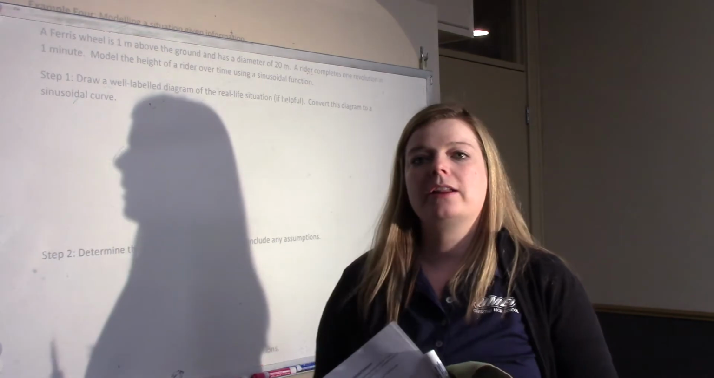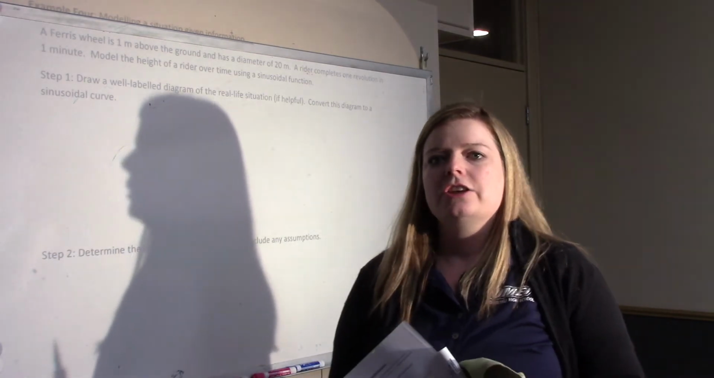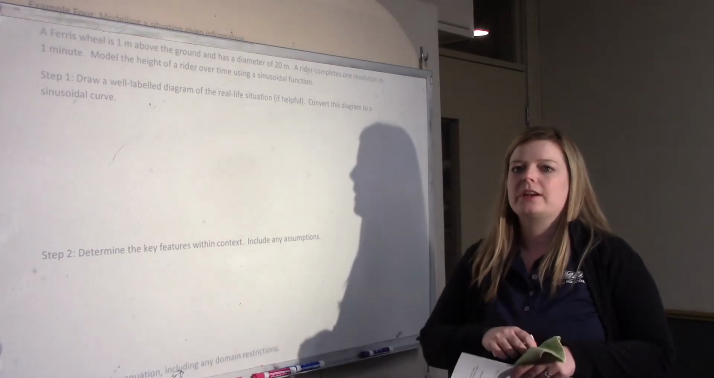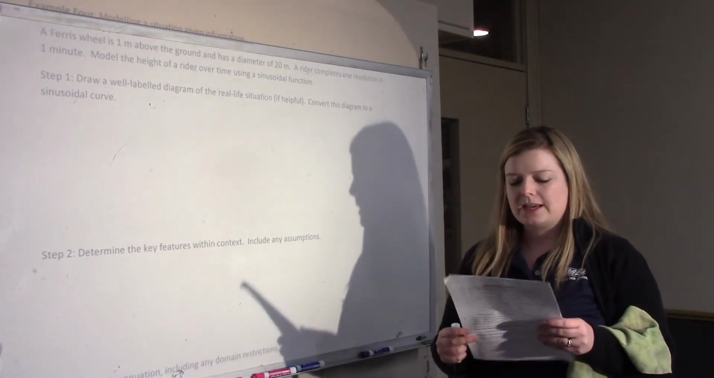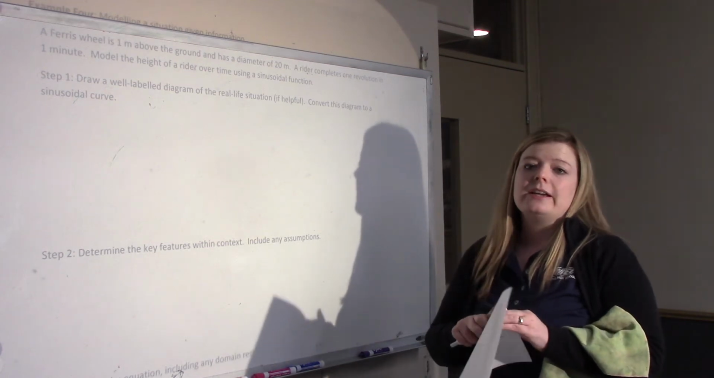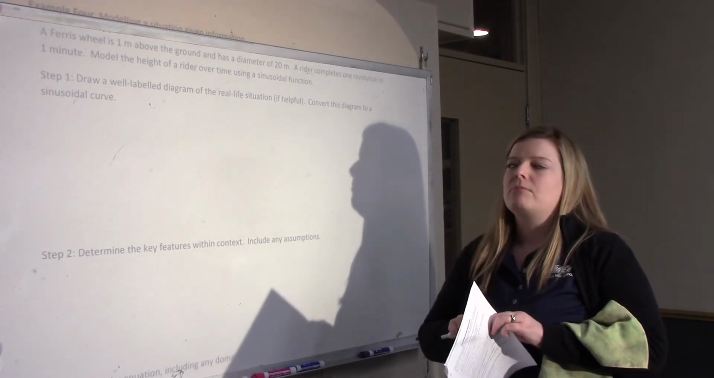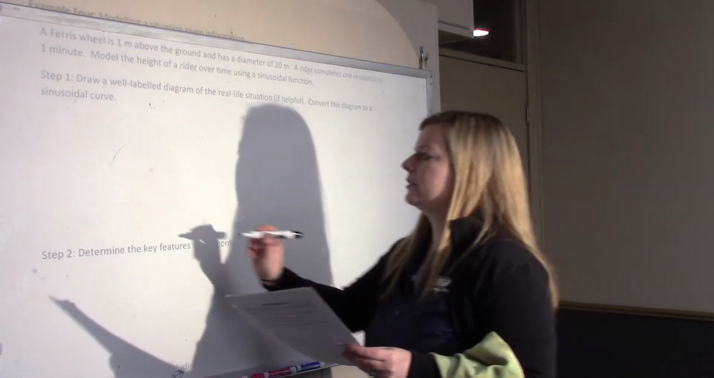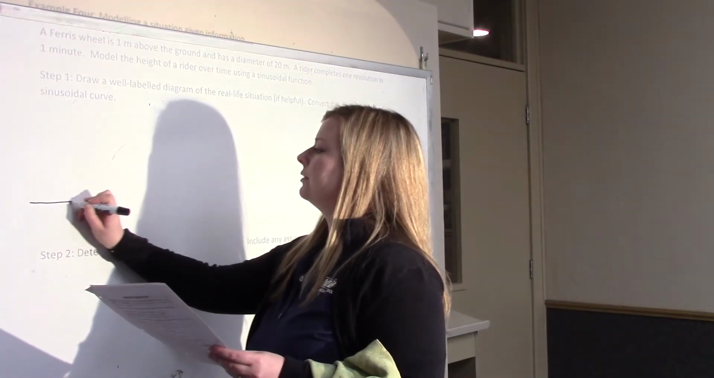Hi students, today we're continuing our modeling with periodic functions. So our first example is a classic Ferris wheel example, okay? You're going to get lots of Ferris wheel examples because it's a really easy way to picture sinusoidal or repeating motion, okay, periodic motion. So let's draw a little picture. So here's the ground.